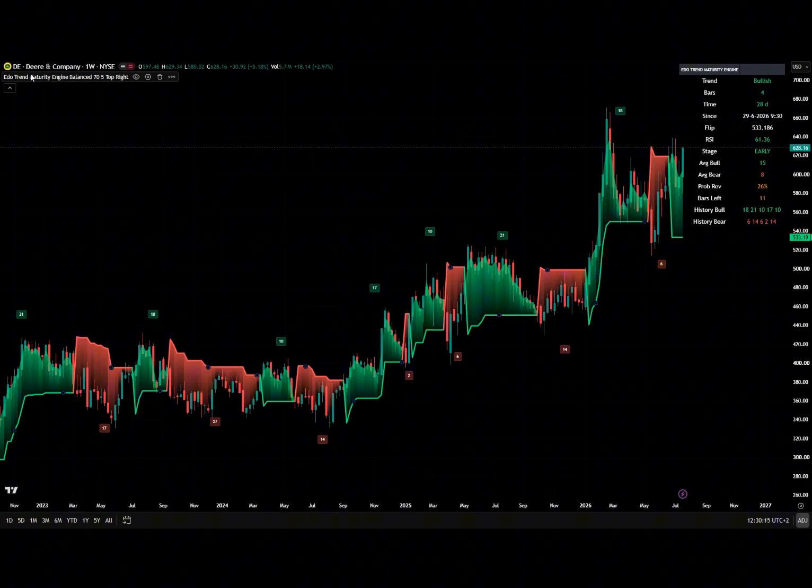In this video we show you how Edo Trend Maturity Engine works, and how we use it to judge whether a trend is young or already old. Most trend tools answer one question, up or down. This one answers the question that comes right after it. How far into the move are we? Direction on the chart, maturity in the panel.